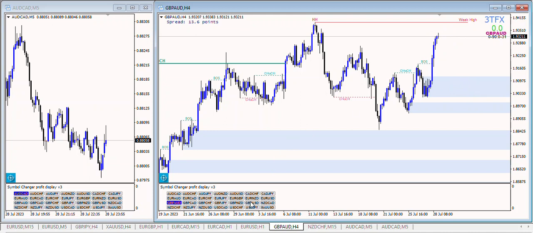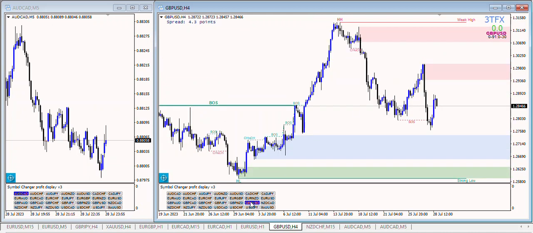Then we are also going to be looking at GBP USD. On GBP USD, similar to euro USD, I'll wait for price to pull back to this other block, having broke structure here. Then we look for sell setup and sell to these zones.